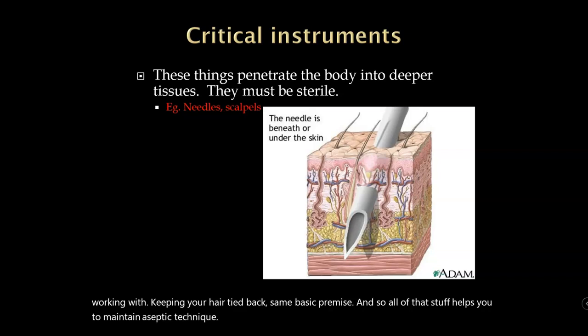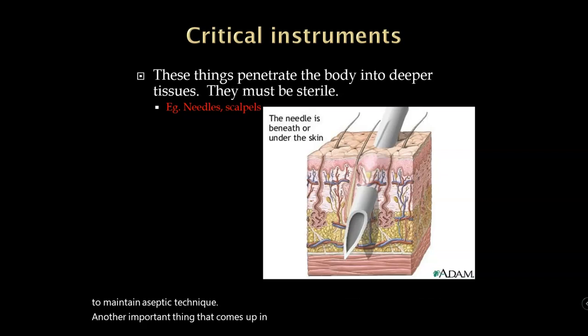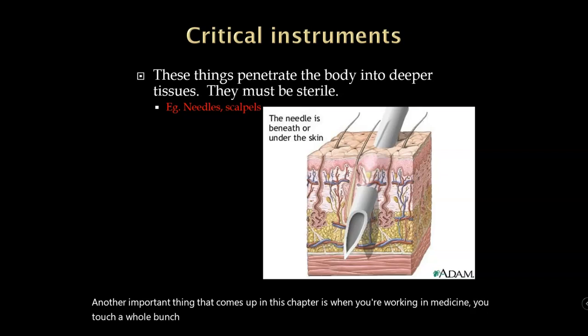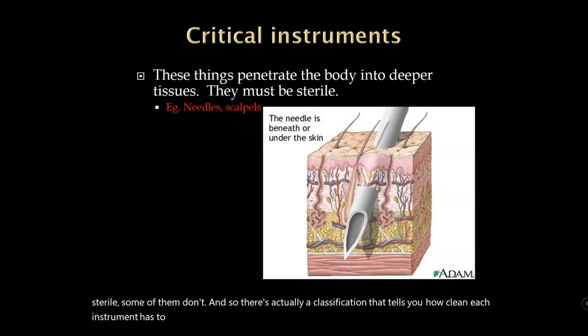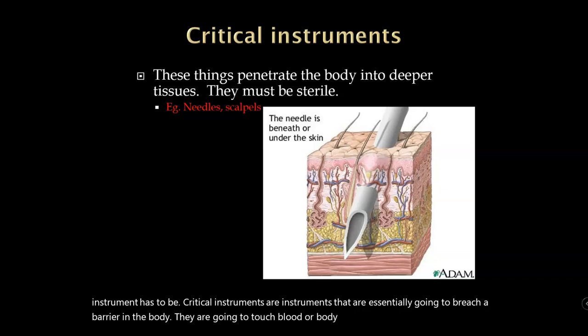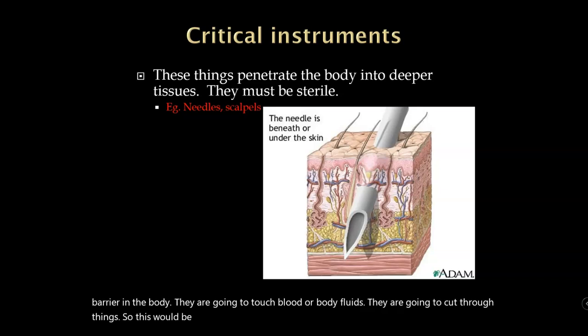Another important thing that comes up in this chapter is that when you're working in medicine, you touch a whole bunch of different medical devices during the day. Some of them have to be sterile, some of them don't. So there's actually a classification that tells you how clean each instrument has to be. Critical instruments are instruments that are essentially going to breach a barrier in the body. They are going to touch blood or body fluids. They are going to cut through things. So this would be needles, this would be scalpels.